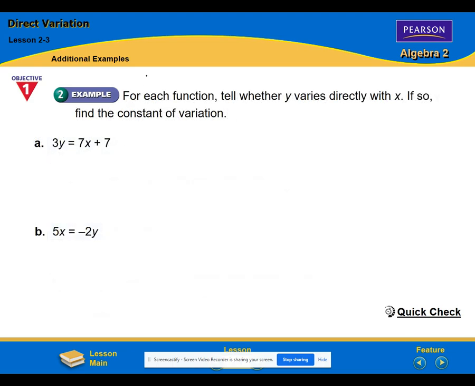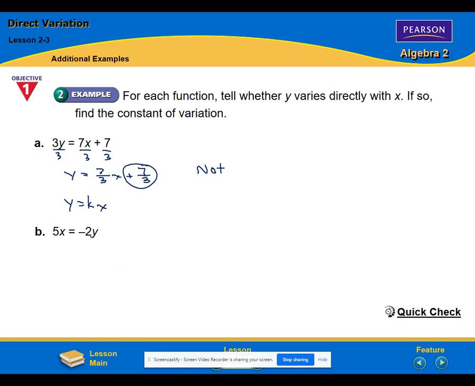Next one. For each function, tell whether y varies directly with x. If so, find the constant of variation. It's kind of the same directions, but the look of it is very different. Basically what they're saying is, can you make this look like y equals kx? Well, the key characteristic here, just as with slope-intercept form, is that y is by itself. So we could go ahead and divide by 3. That means divide all terms by 3, and you'd have y equals 7/3 x plus 7/3. Does that look like y equals kx? Nope. It's in slope-intercept form, and the b is not 0. So this is not direct variation.